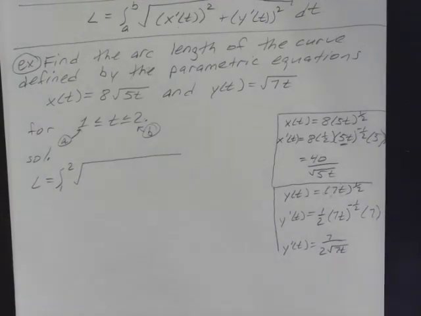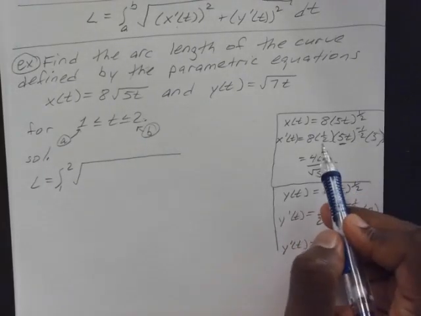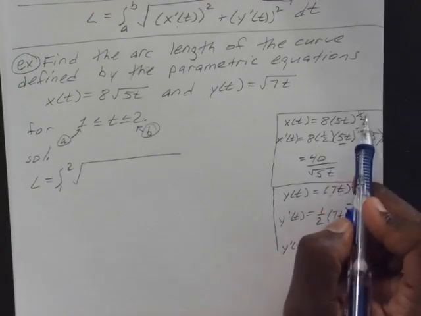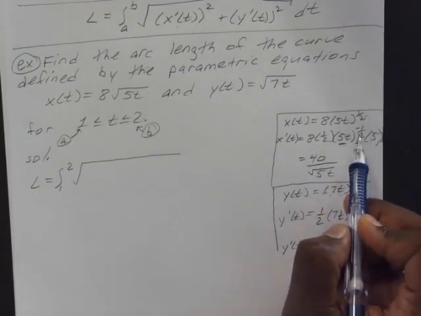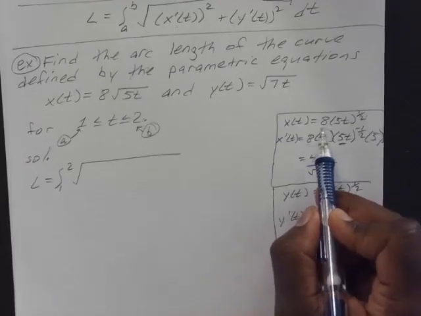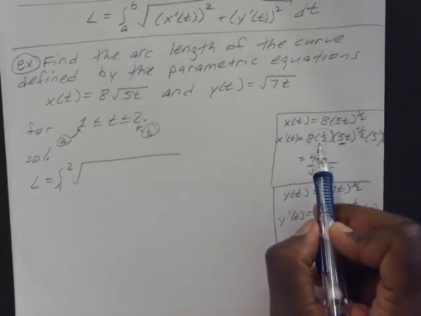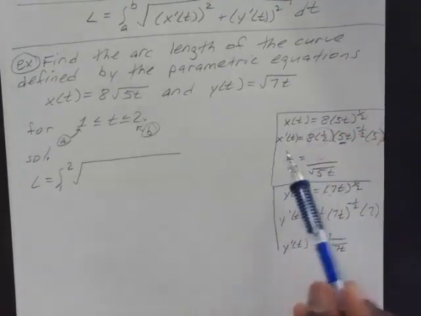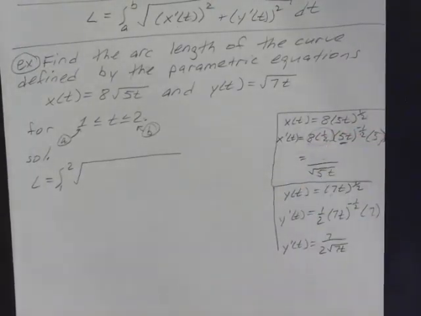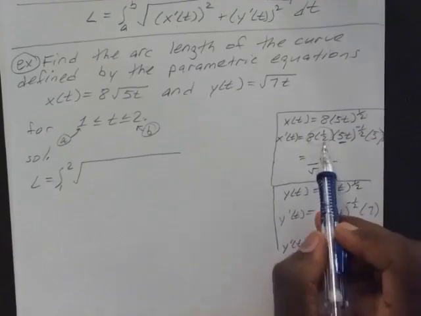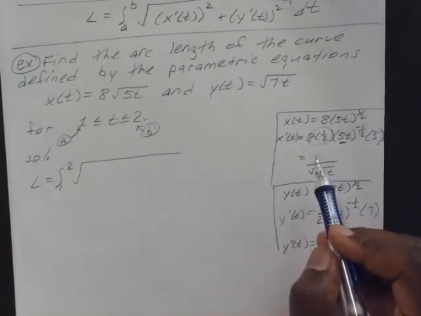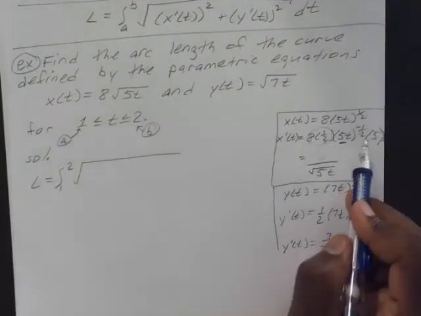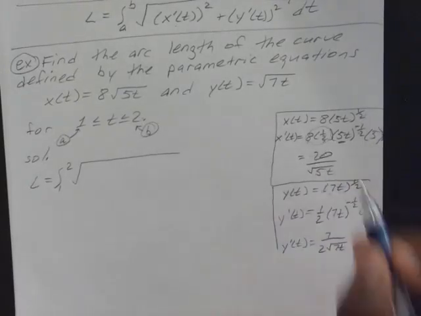Yes? For the x prime of t, you forgot to bring down the 1/2. Oh, nope, I did. We brought down the 1/2, and then we subtracted the 1, which made it negative 1/2. But when we multiplied these two together, I see what you're saying. I did skip over that one. Yeah, but I did bring it down, just forgot to multiply and make it 4. Thank you. So we have 4 times 5, which is 20. There we go.